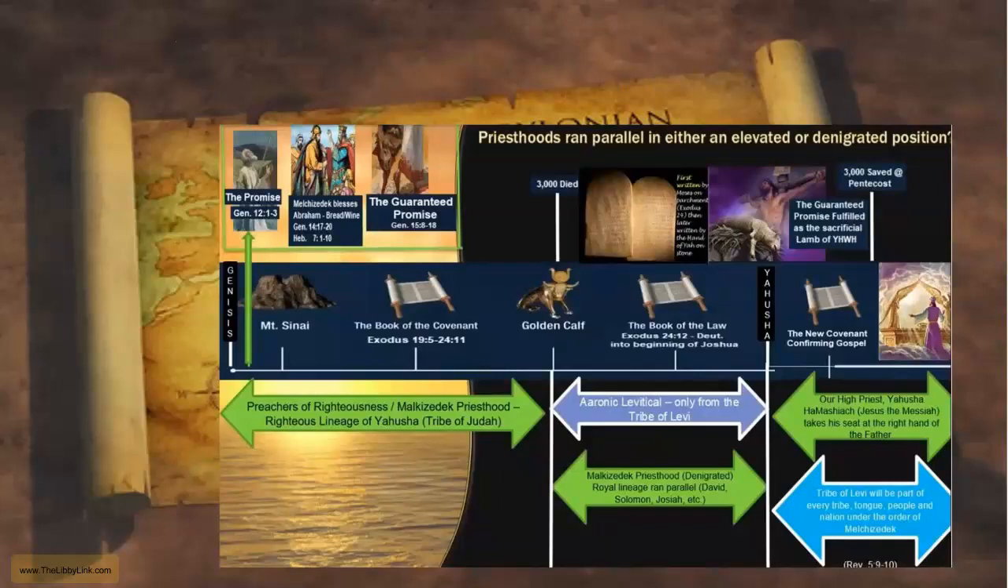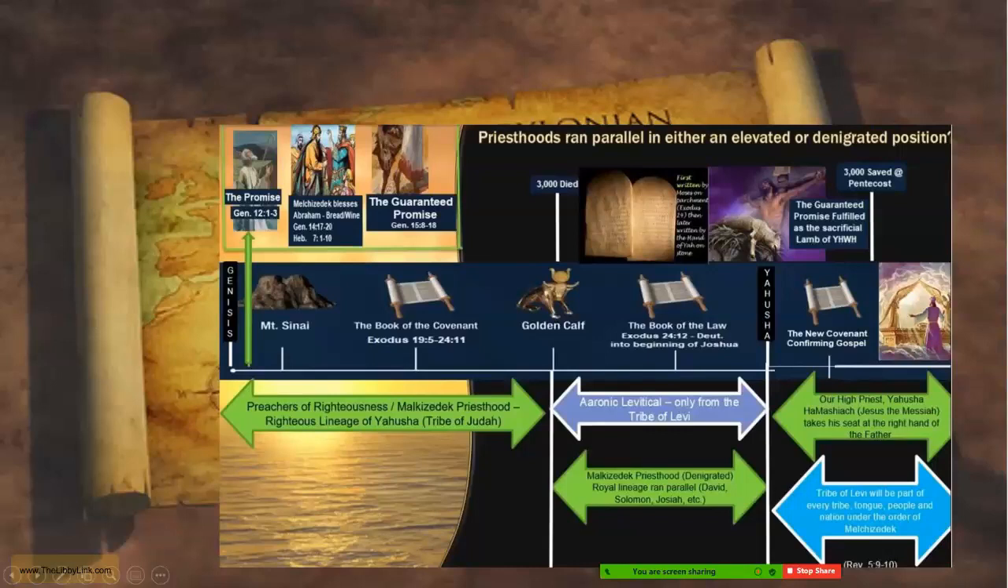I have reviewed this timeline in some of my other presentations, so I won't go into a lot of detail. But we know we have the promise given to Abraham in Genesis 12, followed by, after the battle of the kings, he meets with Melchizedek, who was king of Salem and priest of the Most High Elohim. And he blesses Abraham, and they partake in bread and wine.